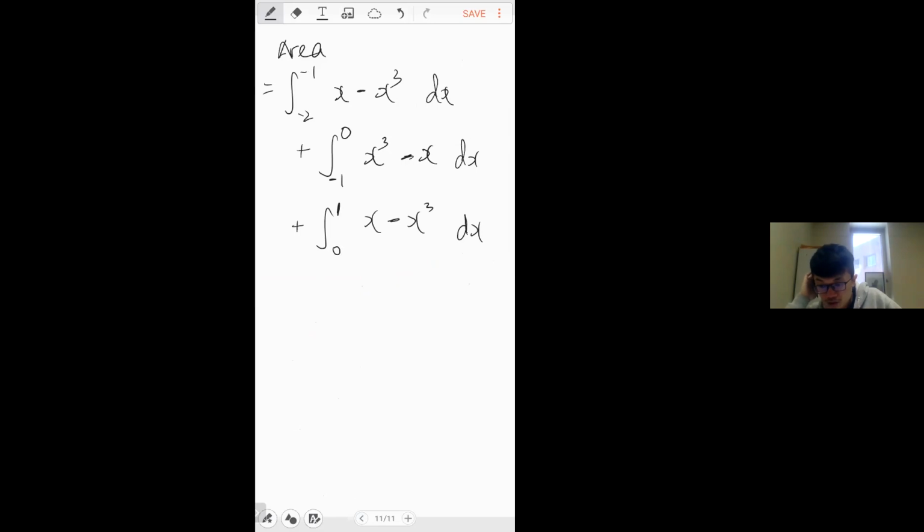And just compute the integrals as usual. So find the antiderivative, and then plug in the lower and upper limits. Is that okay? Questions?